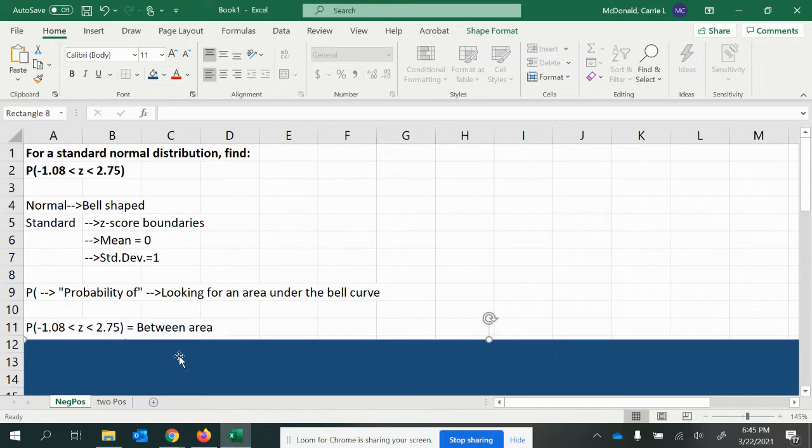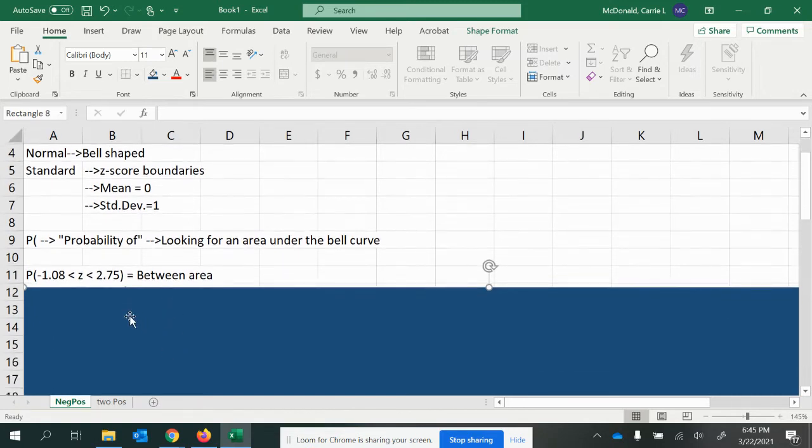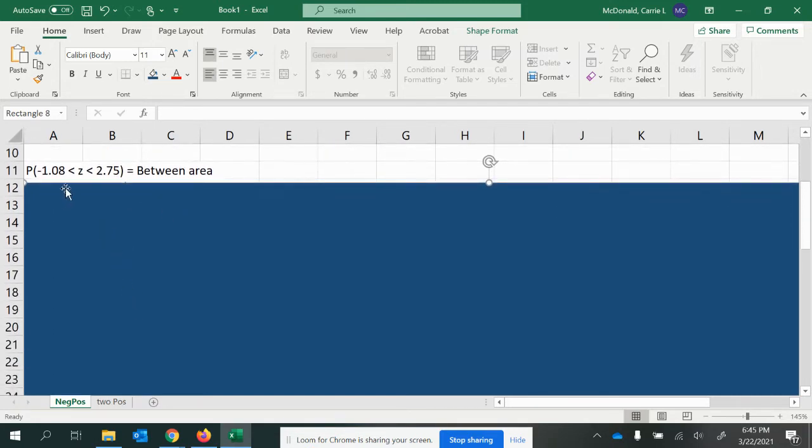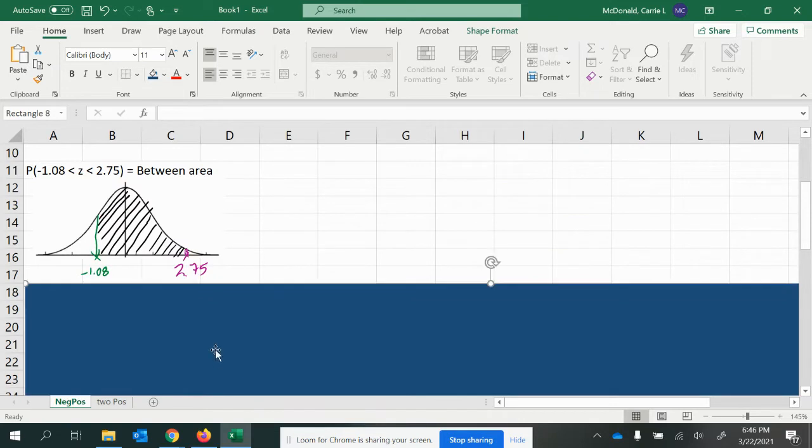So for this particular example, we're looking for the probability that a randomly selected z-score would fall between -1.08 and 2.75. So the sketch would look like this, and I have the shaded region there to represent the area we're looking for.